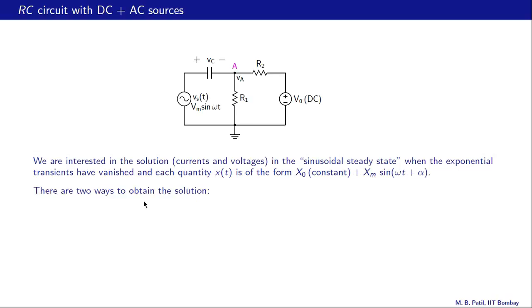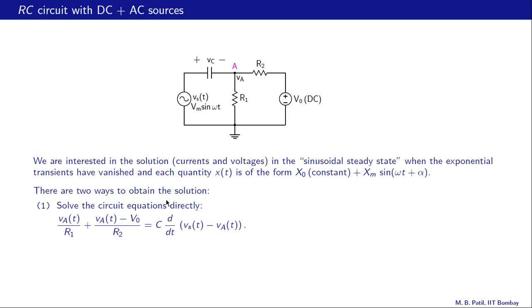There are two ways of going about it. One, solve the circuit equations directly. Let us see how to do that. Let's say that this node voltage is V sub A, and this is the total voltage, that is, it has a constant part as well as a sinusoidal part.